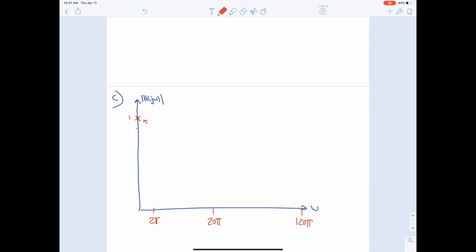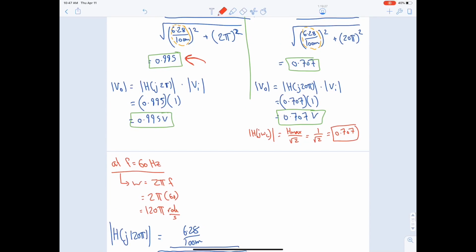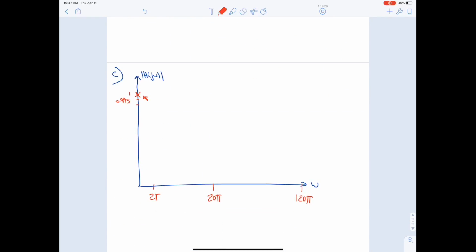Okay. This is the 0.995. For 20 pi, it was 0.707. And for the last one, it was 0.164. Okay, so the graph will be like this.